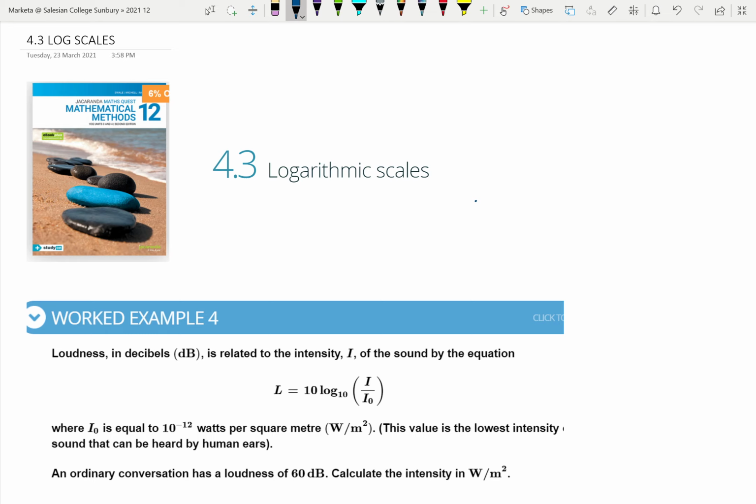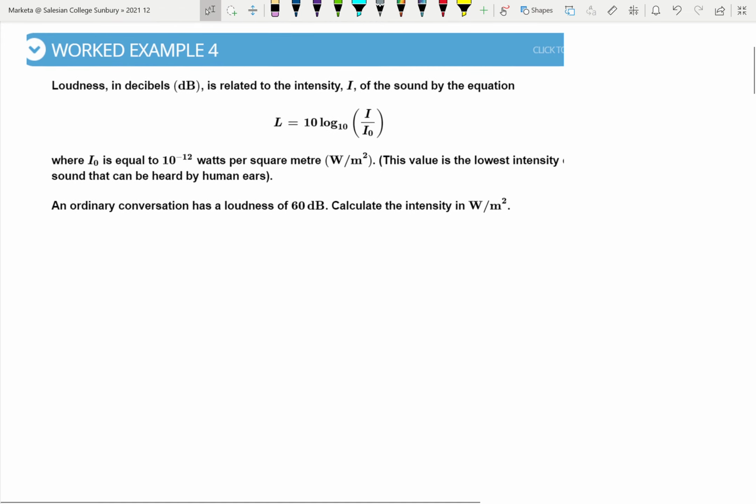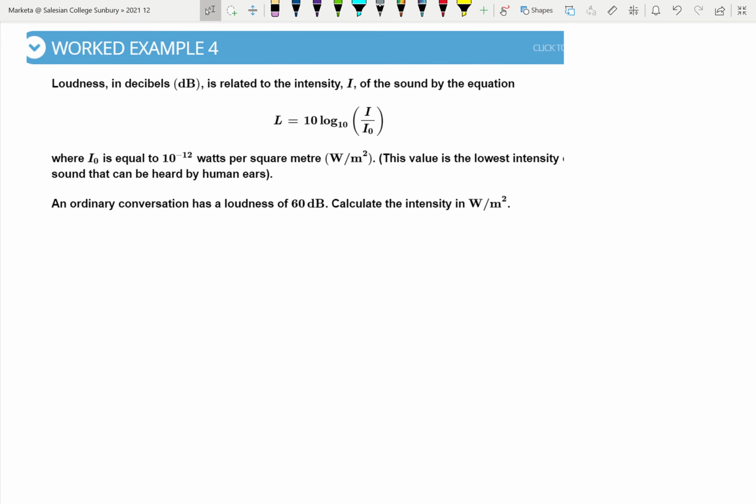Guys, today I'm going to work through the two examples from exercise 4.3, which is logarithmic scales, from the Year 12 Jacplus textbook. So it shouldn't take too long, I don't think. This first one, they're talking about loudness in decibels and how it's related to the intensity of sound. And this is the equation we use to relate the two.